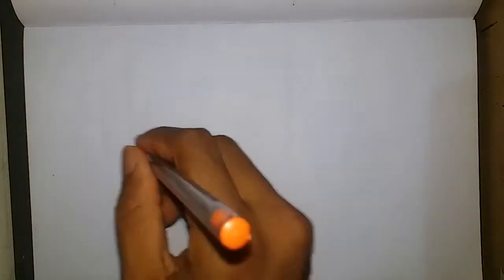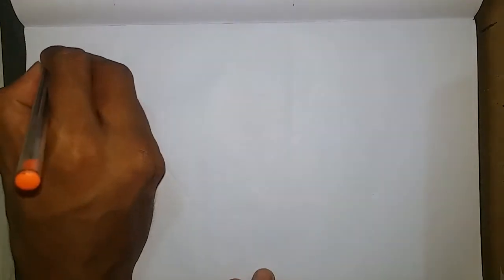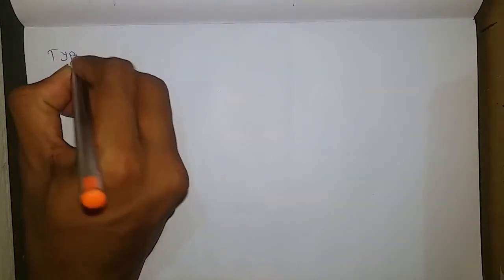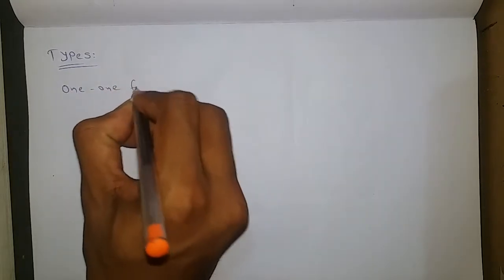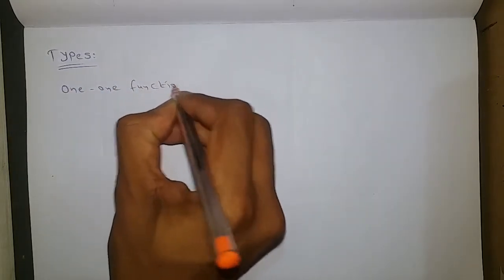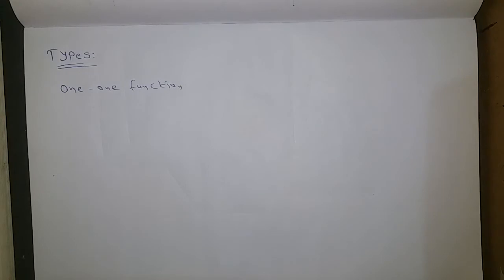Okay, now let us discuss types of functions. The first type of function is one-one function. One-one function means each element in the domain has a distinct image.